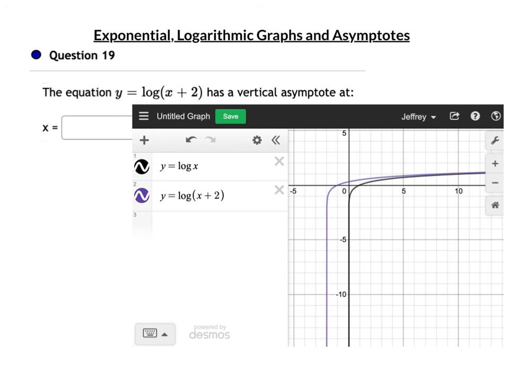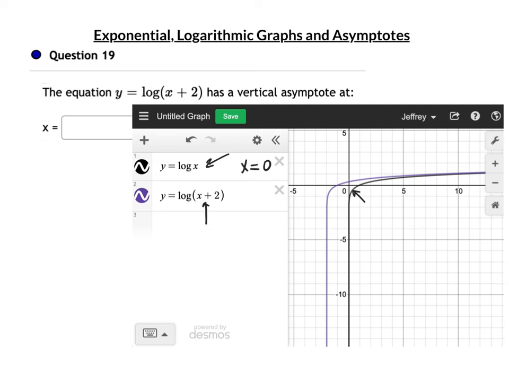For question 19, the parent function would be y equals log base 10 of x. Reminder, if there's no base, it's base 10. That would be this line right here. Notice the asymptote is the y-axis. The equation of the y-axis is x equals 0.